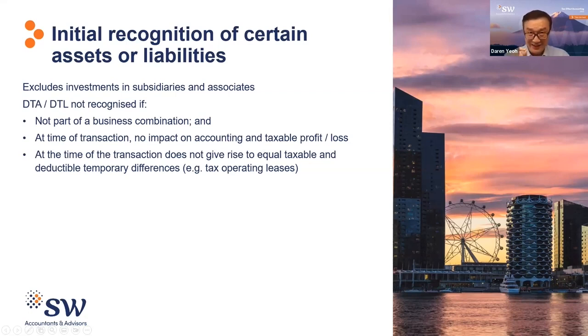So at the time of that transaction purchase, and this is the new addition that has been put into AASB 112, at the time of the transaction you do not recognize the same DTL with an offsetting DTA. The purpose of this addition is basically to clarify that the initial recognition exception does not apply to right of use assets. So when you have a right of use asset, you have a DTA and a DTL being recognized at the same time.